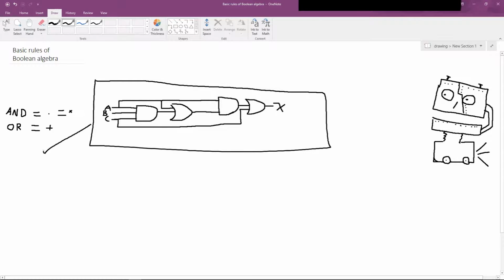So to write it as an equation, we'll first AND A with B and then AND with C. Now the output here is then ORed with A, which is exactly the same signal as we used over here. And this whole thing will then be ANDed with A. And finally we OR this whole thing again with the input signal C. And this produces the output signal X.